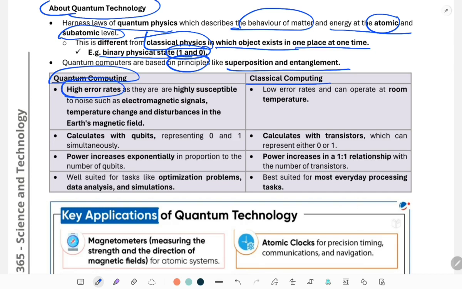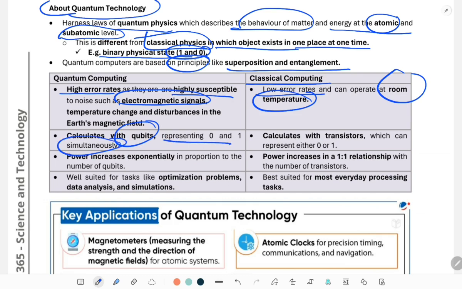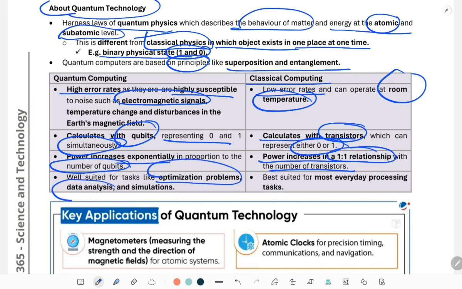Quantum computing has high error rates as it is highly susceptible to noise such as electromagnetic signals. Here, low error rates and can operate at room temperature. It calculates with qubits representing 0 and 1 simultaneously. And this side calculates with transistors, which can represent either 0 or 1. And this power increases exponentially in proportion to the number of qubits. And in classical computing, power increases in a 1:1 relationship with the number of transistors. And it is well suited for tasks like optimization problems, data analysis and simulations. And this side is best suited for most everyday processing tasks.